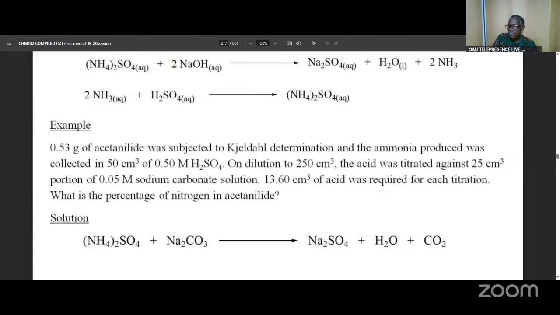Is that the standard formula to get the moles of CO2 and H2O? Yes. Please help us with the slides. I've already said I will supply the slides to us.